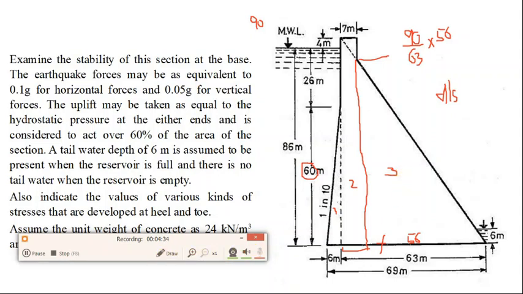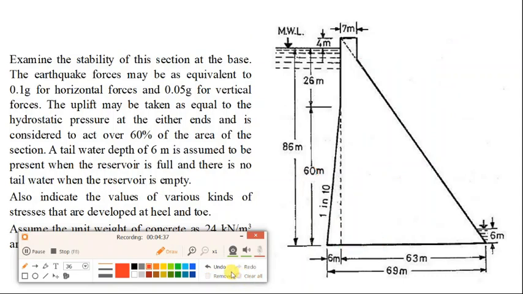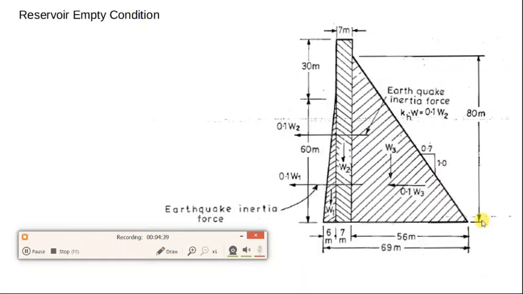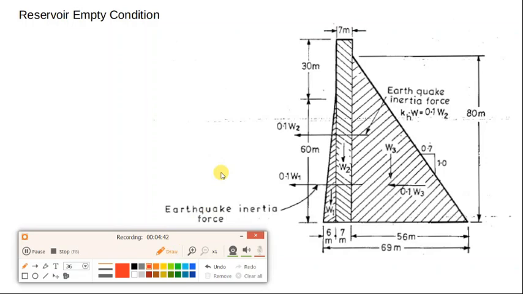Now, how to calculate the weight? In order to calculate weight W1, remember we have to multiply the unit weight with the area. So the area will be equal to half into width into 60, into 24. 24 is the unit weight.